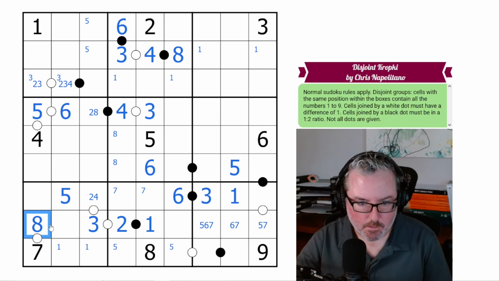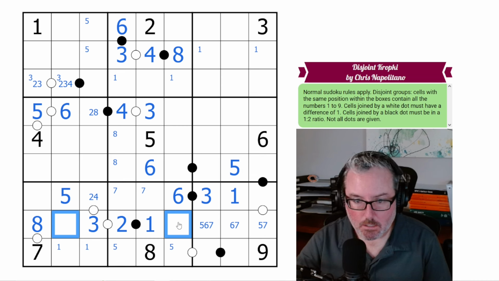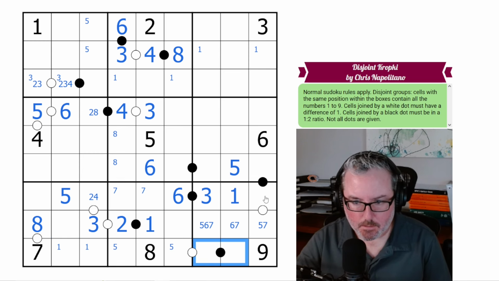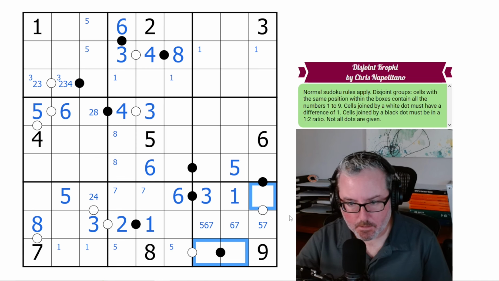Because 5, 6, and 7, look at that. And these two have to be from what, 4 and 9? And of course there isn't anything looking at that at the moment. Okay. What about these three digits? Because they're all on Kropki dots, they're going to have some sort of use, right?